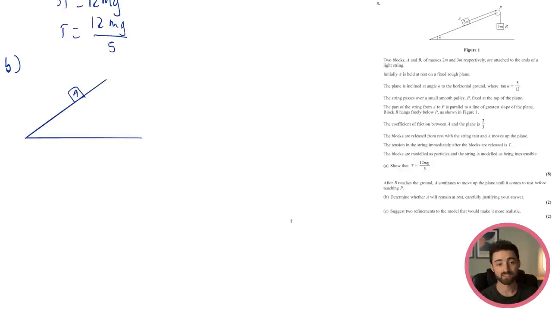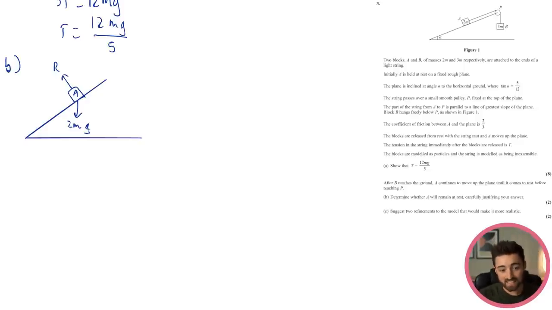Tension's gone, hasn't it? Tension is absolutely gone. But there are things that remain. The coefficient of friction is going to be the same, isn't it? It's still going to have a reaction force. It's still got its weight acting downwards, which is this, 2mg. And then what else is going? Well, we still have friction.